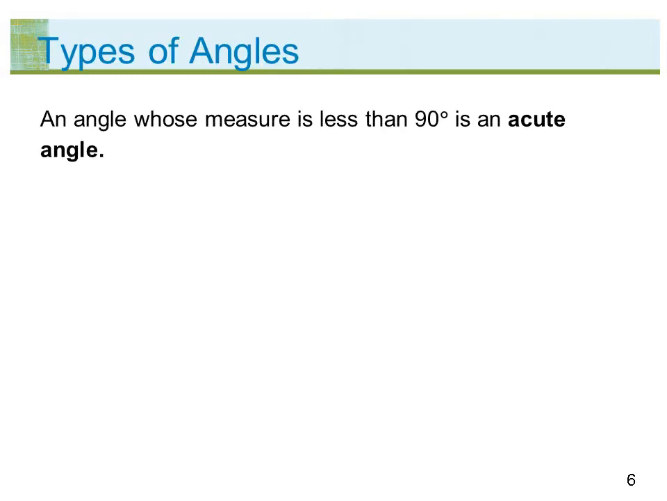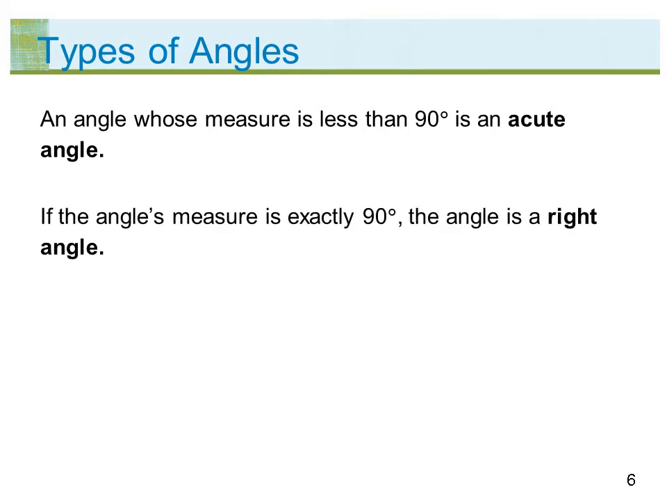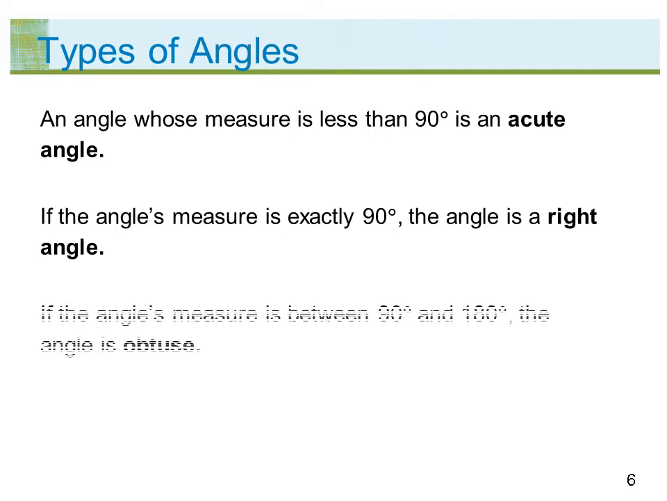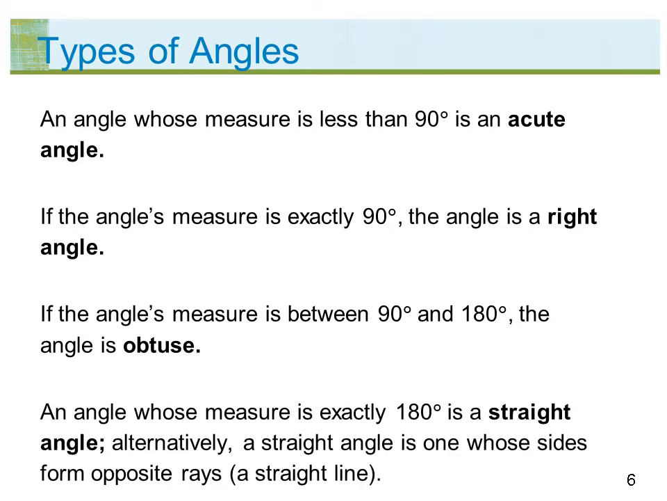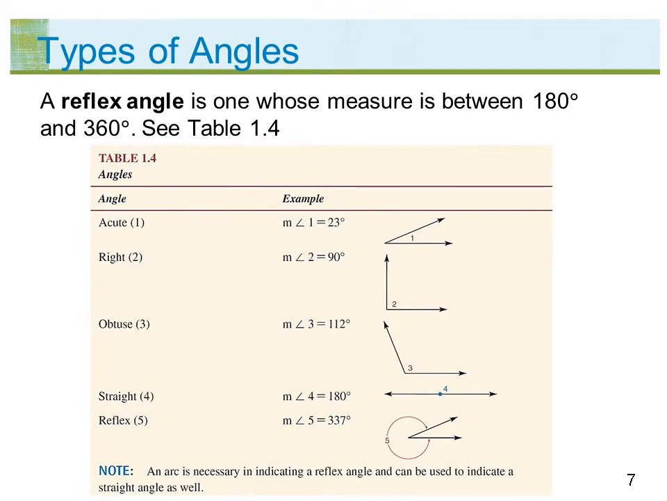An angle whose measure is less than 90 degrees is an acute angle. If an angle's measure is exactly 90 degrees, the angle is a right angle. If the angle's measure is between 90 degrees and 180 degrees, the angle is obtuse. An angle whose measure is exactly 180 degrees is a straight angle. Alternatively, a straight angle is one whose sides form opposite rays, a straight line. A reflex angle is one whose measure is between 180 degrees and 360 degrees.